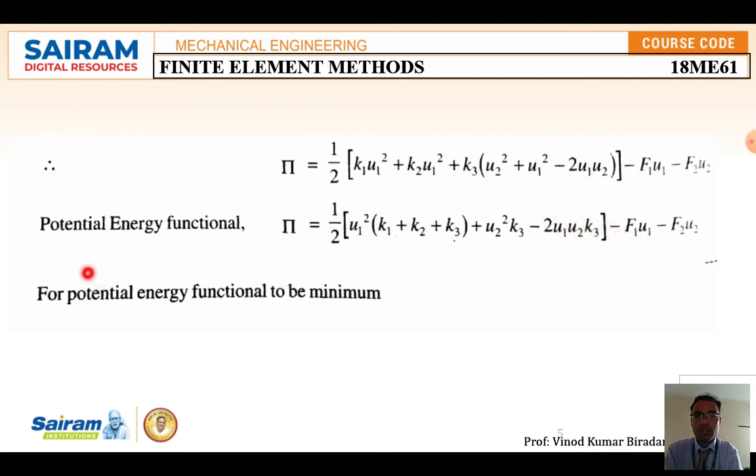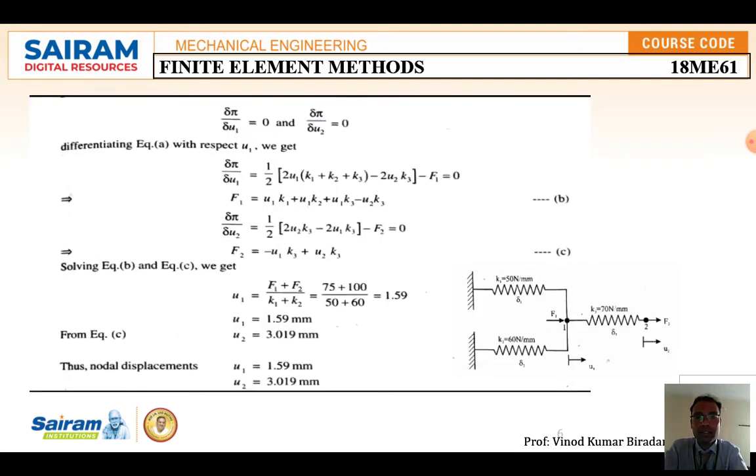Okay, so this is the total potential energy function, but our aim is to find the unknown displacement. Here the unknown displacements are u1 and u2. So look at this diagram, the potential energy function, where u1 and u2 are the two unknowns. If the potential energy function is to be minimum, the condition is you differentiate with respect to u1 and differentiate with respect to u2. So dou pi by dou u1 equals 0 and dou pi by dou u2 equals 0. This is the condition for potential energy to be minimum.